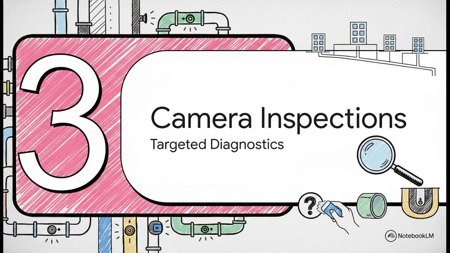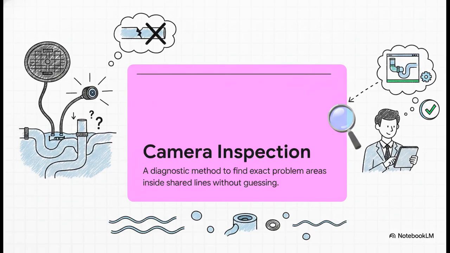Now for Section 3, Targeted Diagnostic Camera Inspections. This is all about making that critical shift from just guessing to actually knowing what's going on in your shared infrastructure. Once the team is on site, this methodology requires a major shift in plumbing philosophy. We have to move away from guessing what might be wrong behind the drywall to actually knowing exactly what's happening deep within the shared lines.